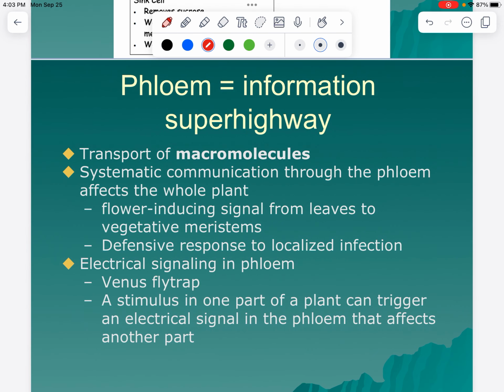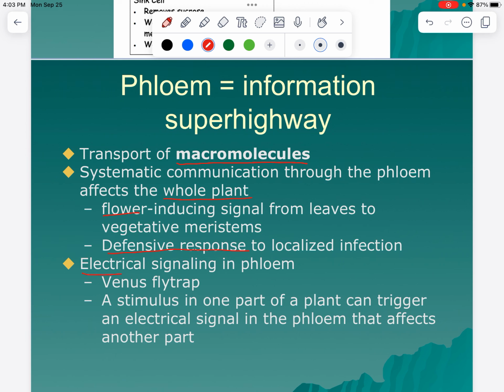One last thing, there's another interesting function of the phloem. In addition to transporting sugar, it also transports other types of macromolecules. But more interestingly, phloem is involved in whole plant communication. So various signals, including the signals that result in the production of flowers, or the ones that start up the whole immune response in plants, those signals travel within the phloem.